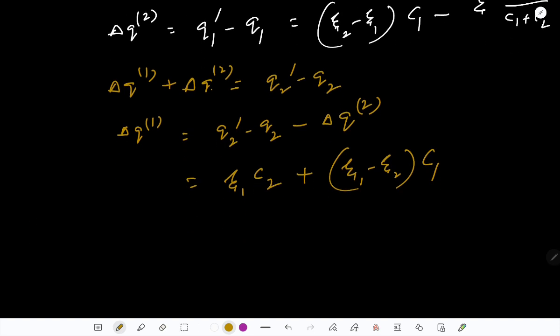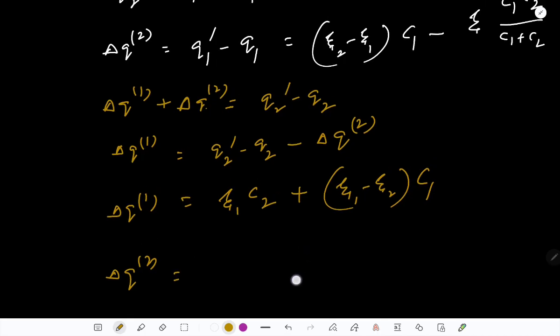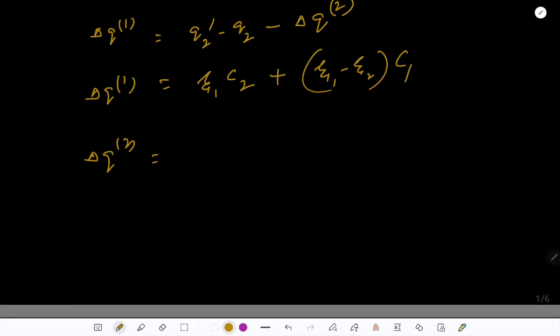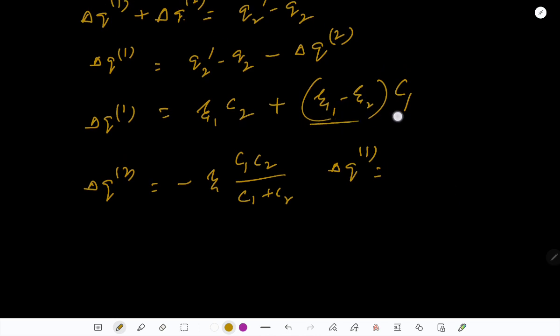And we know now that since E1 equals E2 equals E itself, we can write here that delta Q2 equals, this term becomes 0, so the answer is simply minus E C1 C2 by C1 plus C2. And the change in charge through point 1 will be simply, here this term becomes 0, so its answer is E1 C2, and that is not E1, basically it is simply E, because E1 equals E2.